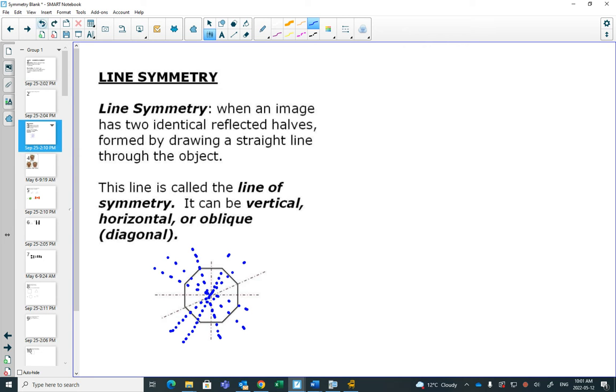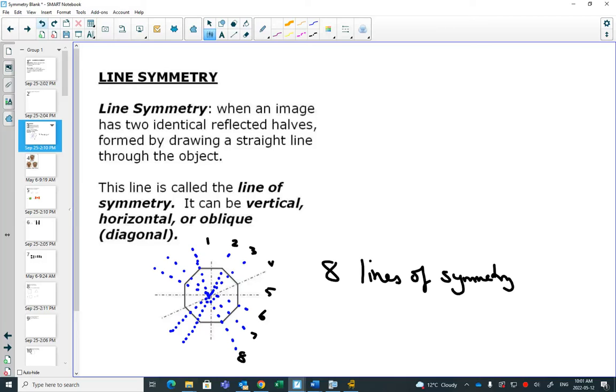Oops, that one is not quite right. There we go. How many are there? 1, 2, 3, 4, 5, 6, 7, 8. Why wouldn't I call this one number 9? Because it's already been counted. And what kind of shape was this? It was an octagon.